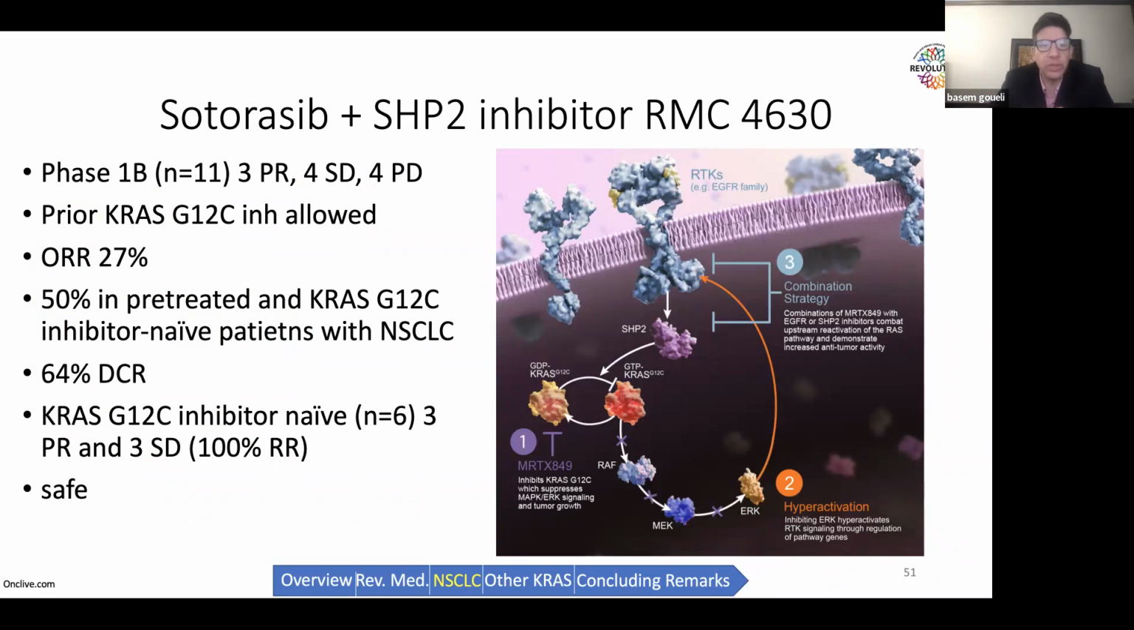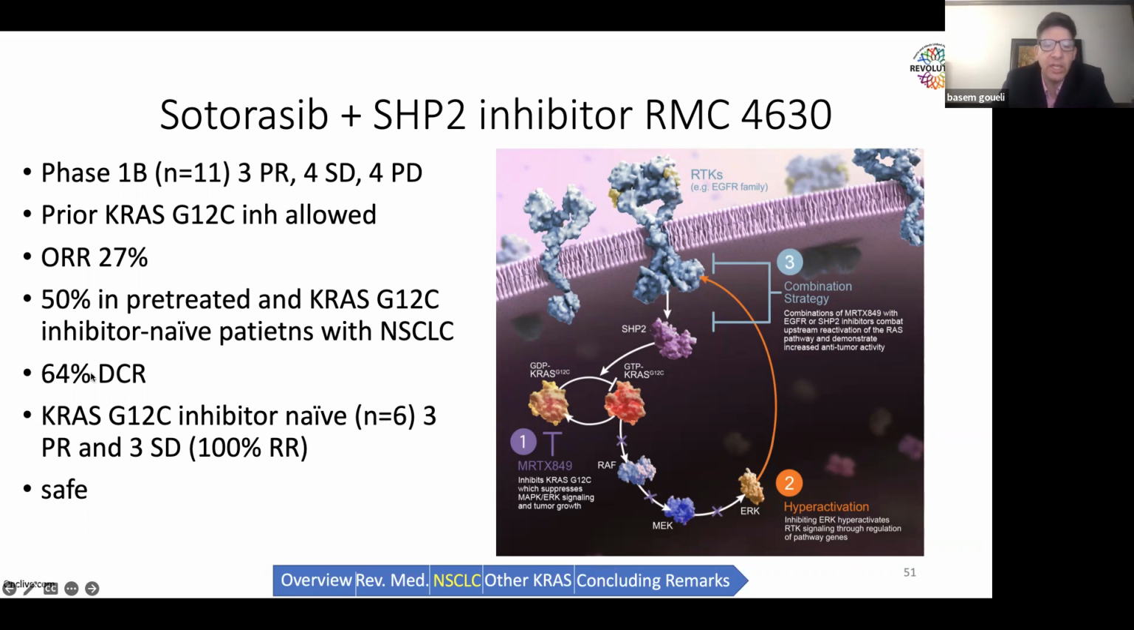One particular trial I want to talk about, also hot off the presses. So that's what we're trying to do with these molecular tumor boards, really give you up-to-date knowledge regarding what's transpiring in the field. So you can see here, SHP2 inhibitor, this is the Revolution Medicines SHP2 inhibitor RMC-4630 with sotorasib in a very small study. 11 patients had very promising data. 3 patients with a partial remission, 4 patients with stable disease. So they had an overall response rate of 27%, but disease control rate of 64%.